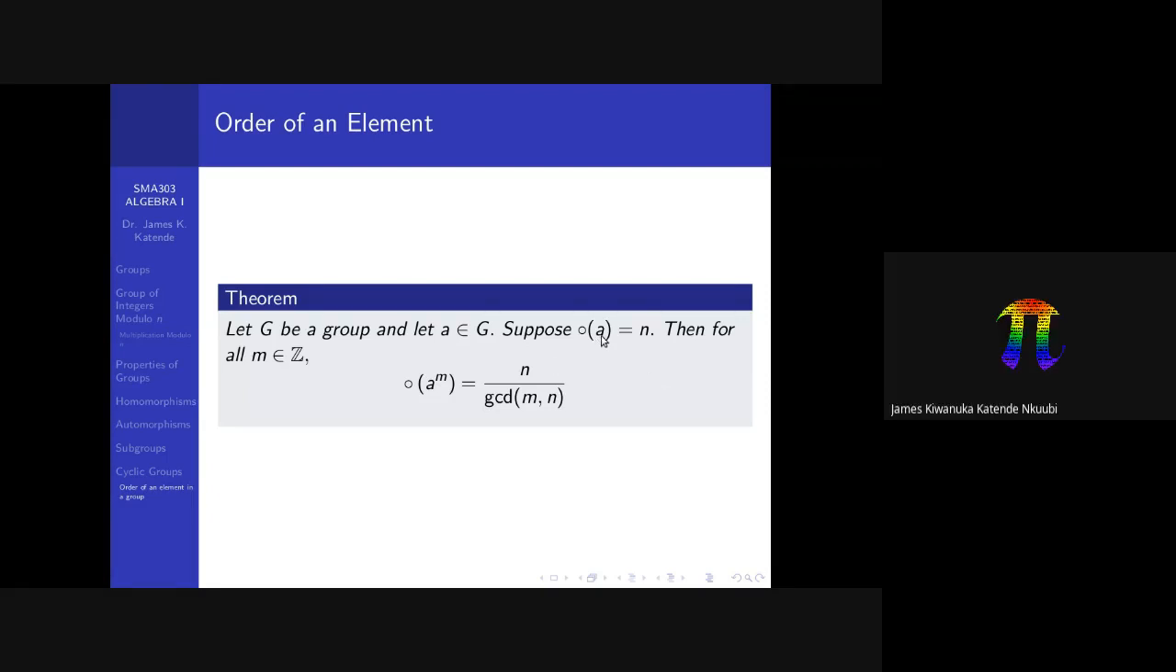So this is A. If I want to find the order of A raised to M, A raised to M is a power of A, right? I have some information already. I know the order of A is equal to N. What I want to do is find the order of A raised to M. So this theorem says that the order of A raised to M will be N, which is already known as the order of A, divided by the greatest common divisor of M and N. There's nothing special there. Don't overthink this. Just take it easy.